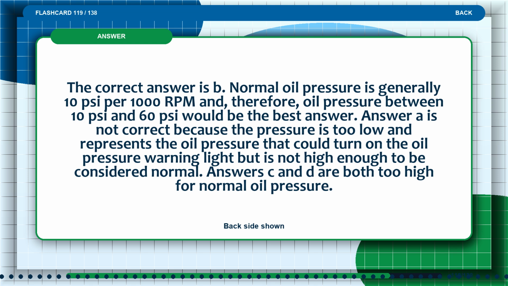Normal oil pressure is generally 10 psi per 1000 revolutions per minute and, therefore, oil pressure between 10 psi and 60 psi would be the best answer. Answer A is not correct because the pressure is too low and represents the oil pressure that could turn on the oil pressure warning light but is not high enough to be considered normal. Answers C and D are both too high for normal oil pressure.